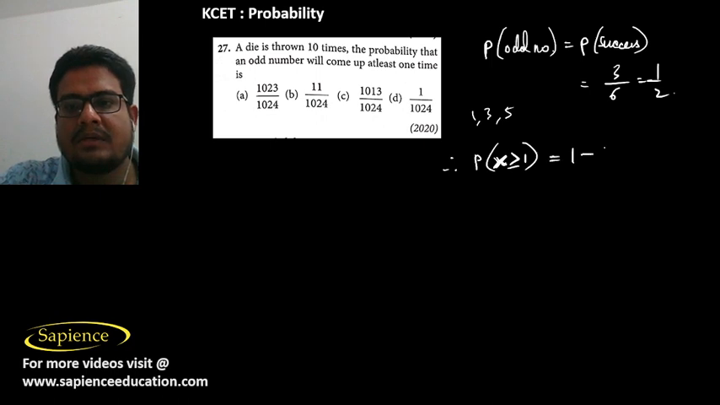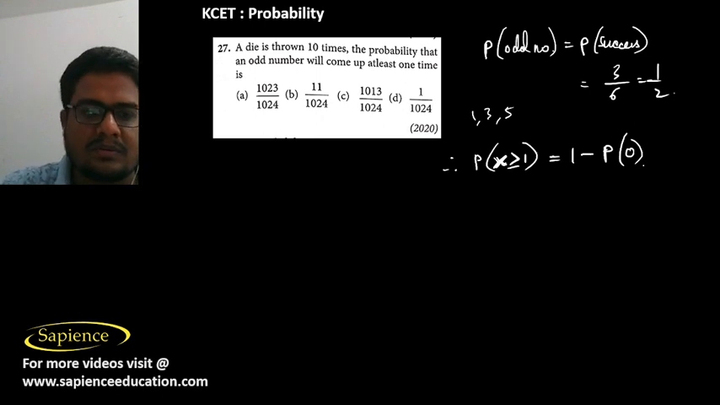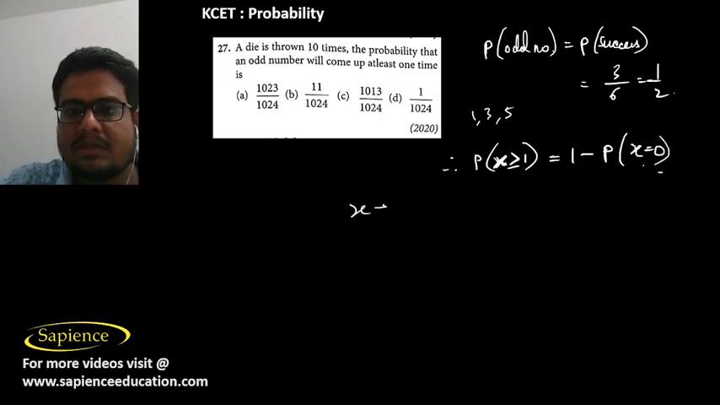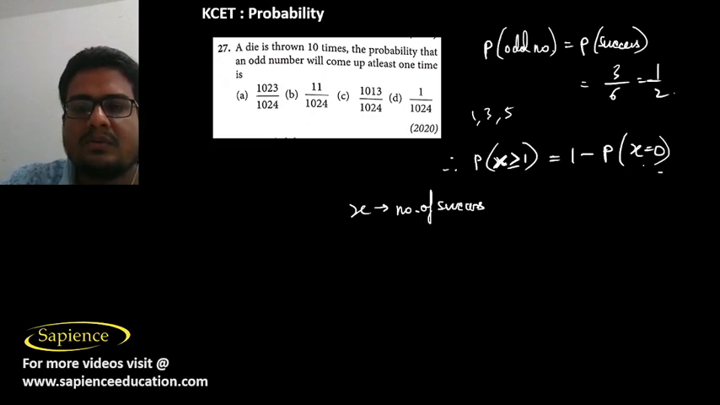So that will be equal to 1 minus P of x equal to 0, where x represents the number of successes. So it means that when no odd number will come, that we have to subtract from 1. Then we will get the probability that an odd number will come at least one time.